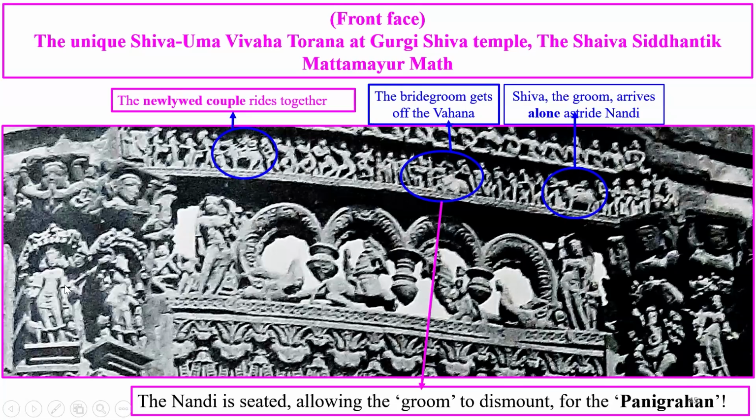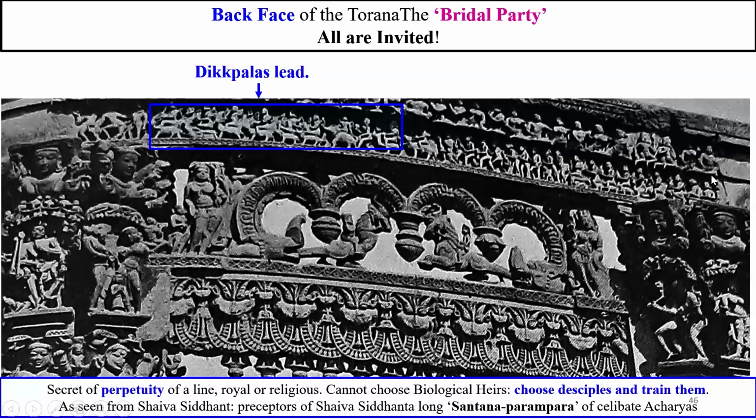And you have Kartikeya here, and you have Ganesha here, and this is just the front. At the back, they're all going in one direction. So likely the procession is going back after the wedding. I don't know. But look at the effort that was put in, and this was Gurgi. And this is where the Shaiva Siddhanta Math, the whole cluster of maths is there, spread around there.